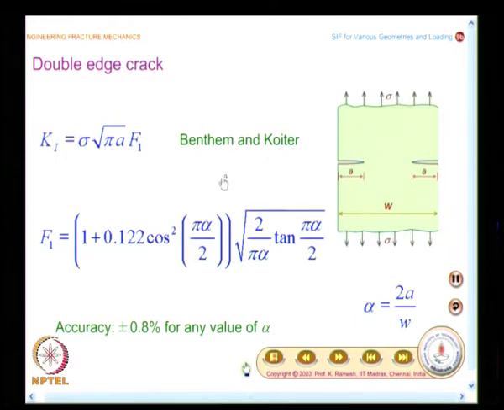Bentham and Koiter have given the function f1 as 1 plus 0.122 cos squared of pi alpha divided by 2, whole multiplied by square root of 2 by pi alpha tan of pi alpha divided by 2, and alpha is defined as 2a by W. And for such an expression the accuracy is put as plus or minus 0.8% for any value of alpha.